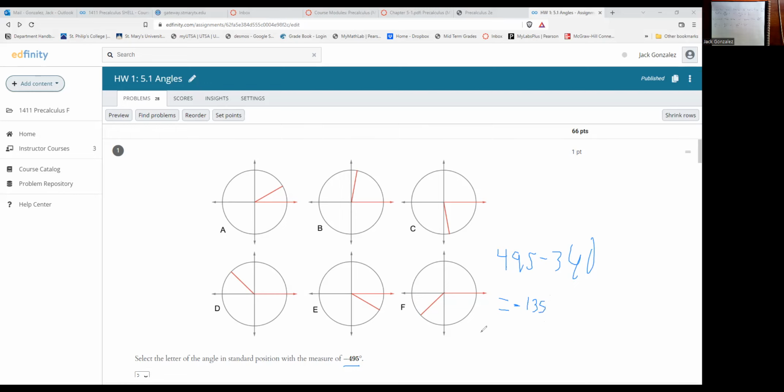So an angle can be represented by a different angle. Negative 495 is the same as negative 135. These are considered to be coterminal.